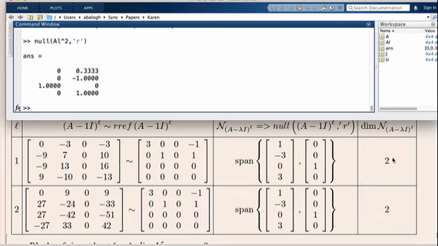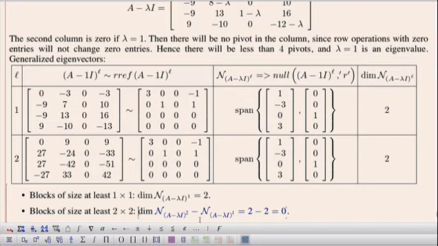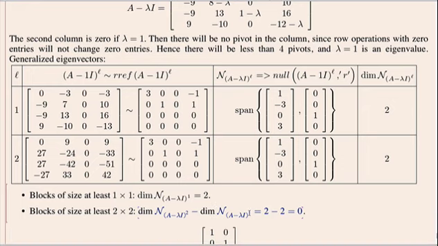So once you have the same dimension as in the previous step, we don't have to continue, because what the theorem says is that we have blocks of size at least 1 by 1, which equals the dimension of the null space of A minus lambda I to the 1, and that's 2. And the number of blocks of size at least 2 is the dimension of the null space of the square of A minus lambda I minus the dimension of the null space of A minus lambda I, the previous one.